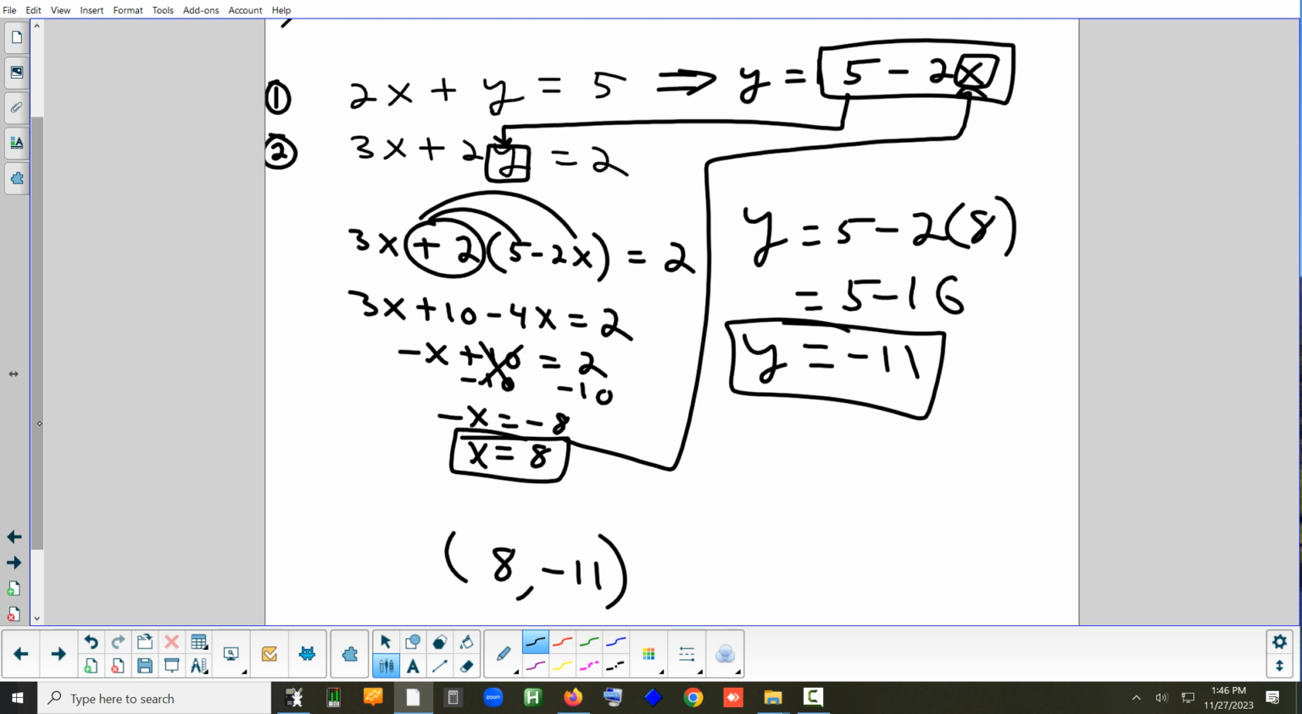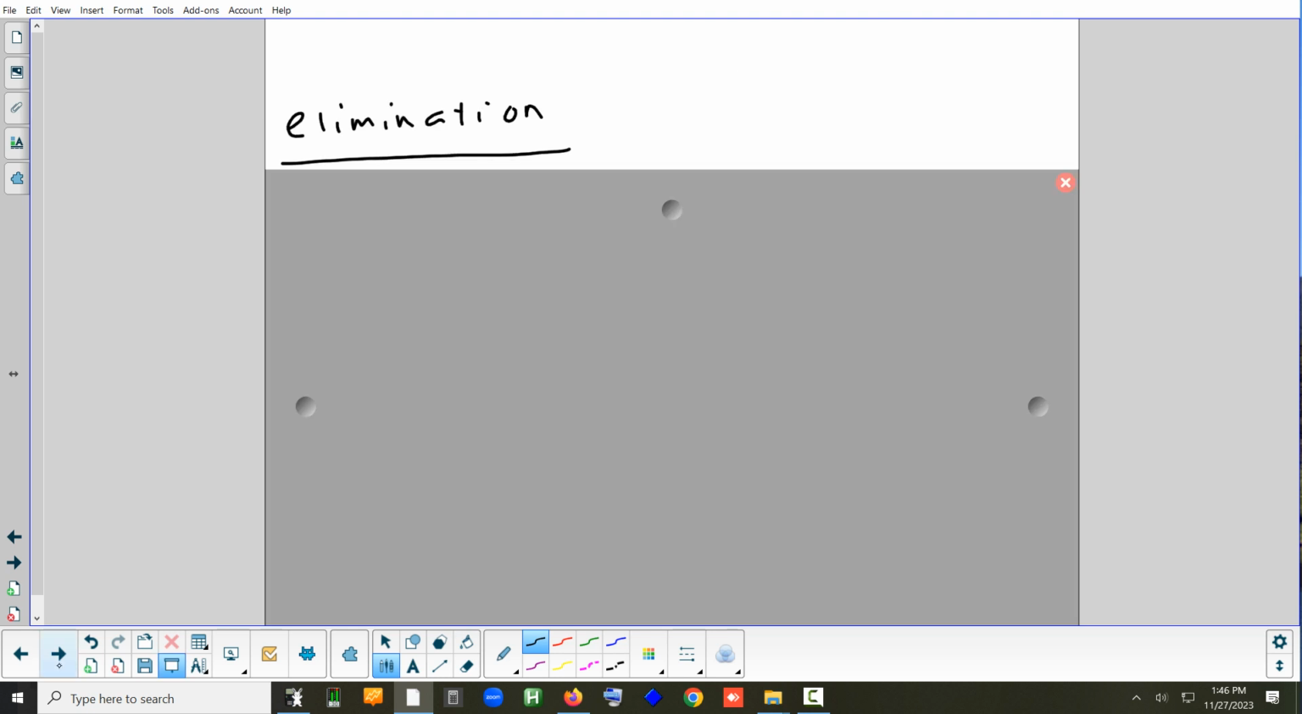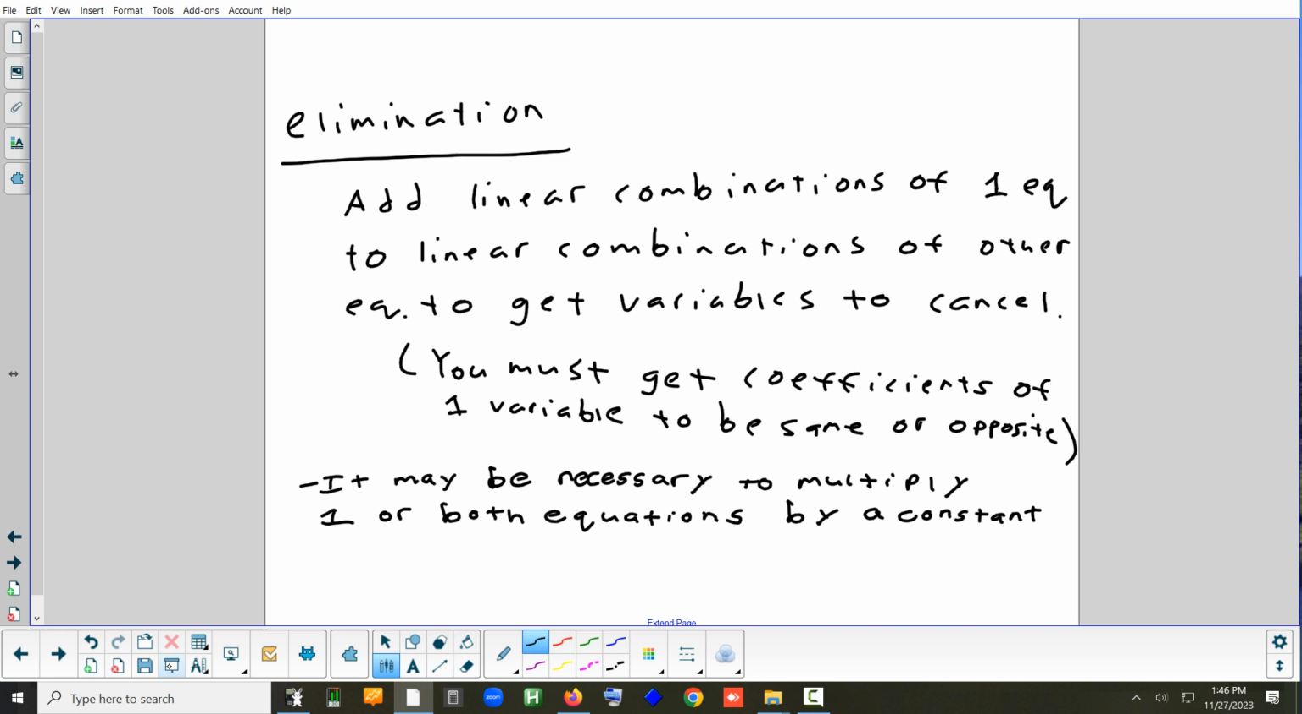So that's a pretty standard substitution problem. That's not quadratic. That's just linear. Okay. Any questions on that? Okay. So that pretty much covers substitution. Elimination.